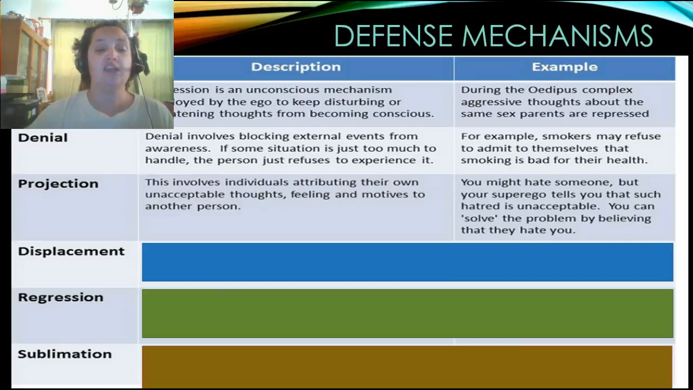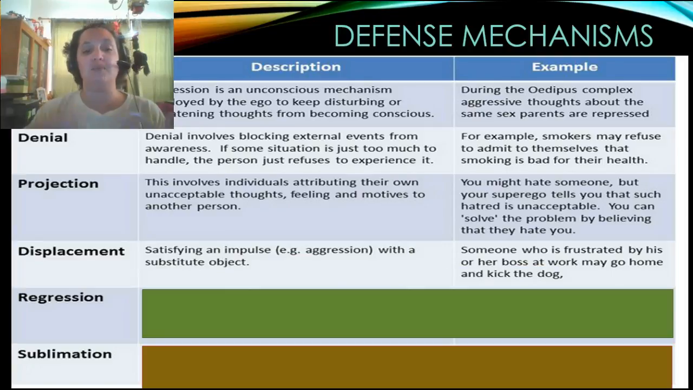Projection is when we take our own unacceptable thoughts or feelings and we put them on another person. So you might not like somebody, but your superego might be saying, well, that hatred, that's unacceptable. You can't not like this person. So you decide to solve the problem by saying, oh, well, the truth is they don't like me. I would totally like them, but they don't like me. So that is projection, when you push your thoughts onto another person to make it more acceptable.